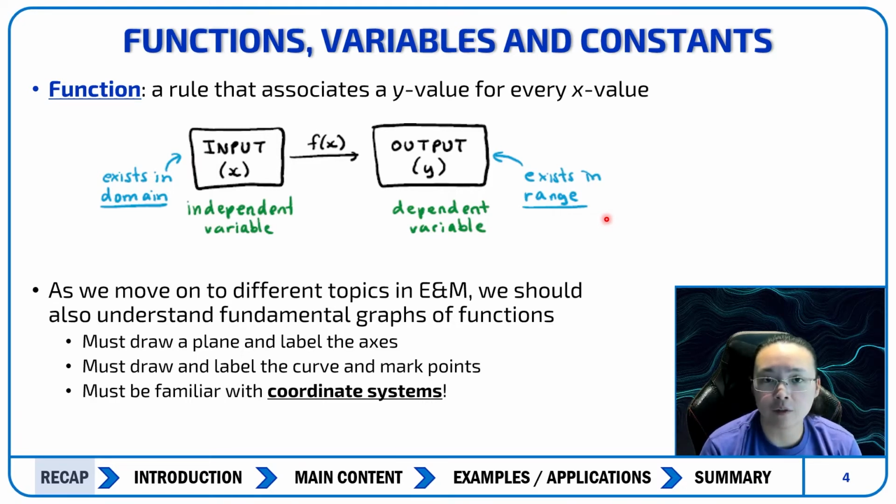This should be very familiar to you if you've taken the 2 calculus courses already. And as we move on to different topics in E&M, we should really understand the fundamental graphs of functions. So definitely know what x squared looks like, what a sine function looks like, and so on and so forth. Because for a lot of the different problems that we encounter, we're going to need to know how to draw a plane, either 2D or 3D. We're going to have to know how to label the axes. And we also have to be able to draw and label curves and mark different points on those curves that are important to us. So in order to do all that, it means we have to be familiar with understanding the different coordinate systems.